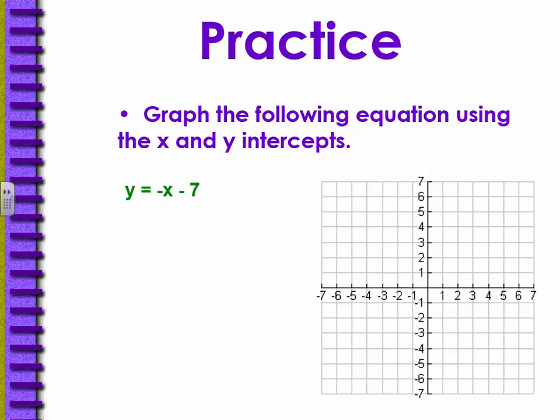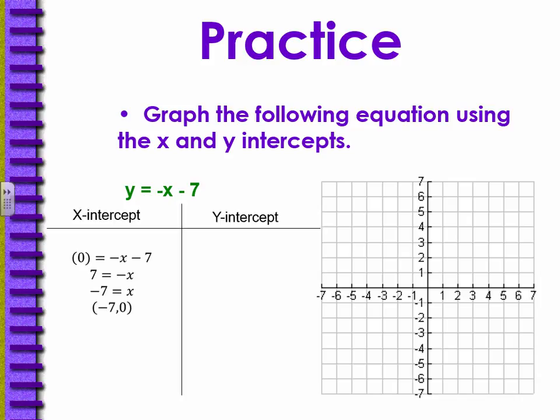Here's another one to practice graphing using your intercepts. Hit pause, graph, and then when you're ready to check, you can hit play. All right, for our x-intercept, 0 in for y, simplify. We get (-7, 0). For the y-intercept, you're putting 0 in for x, solving for y. And then let's plot these 2 points. So (0, -7) and (-7, 0) are the 2 intercepts there.